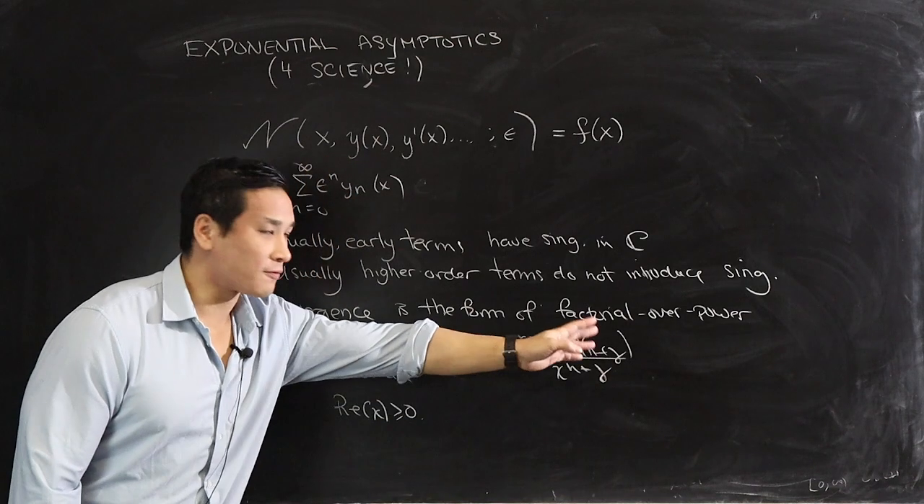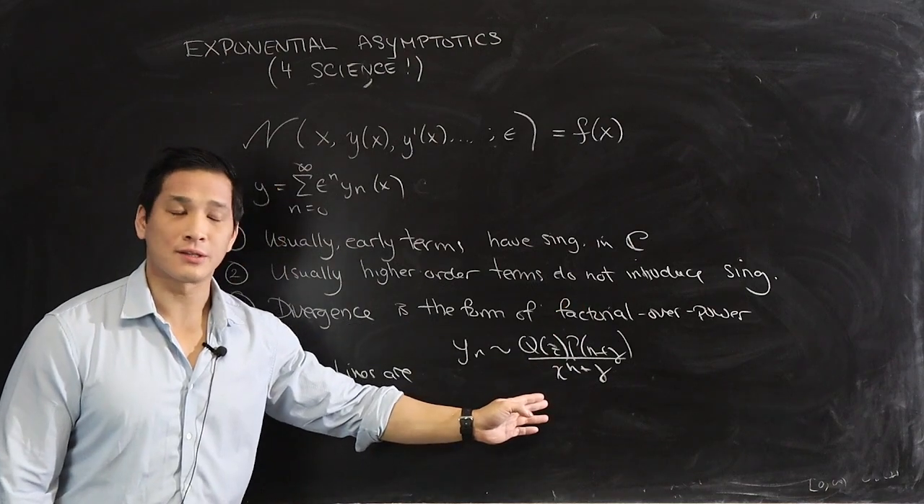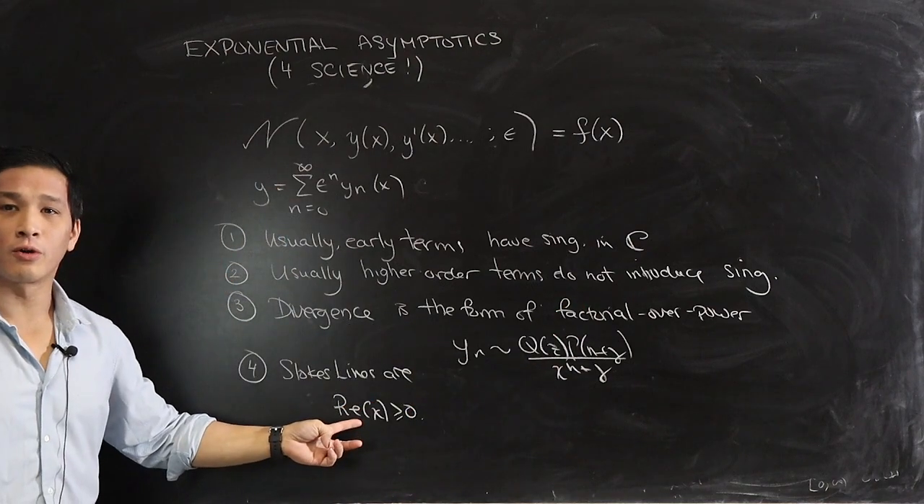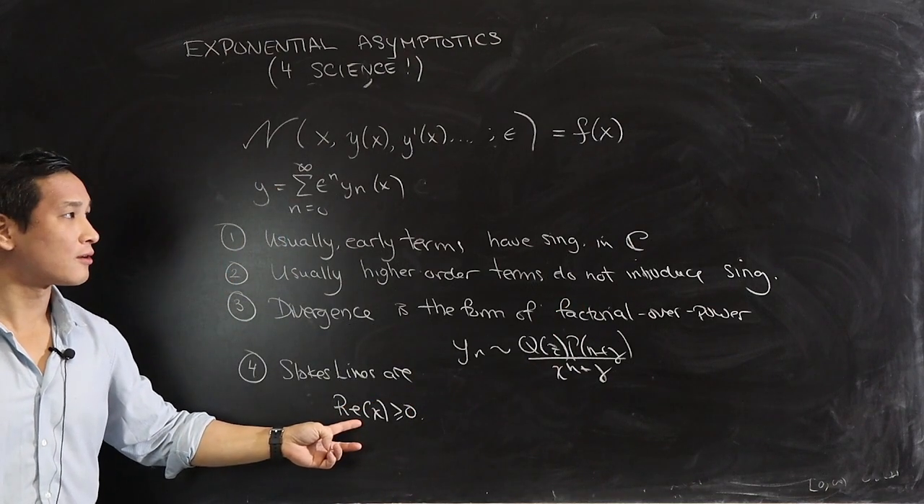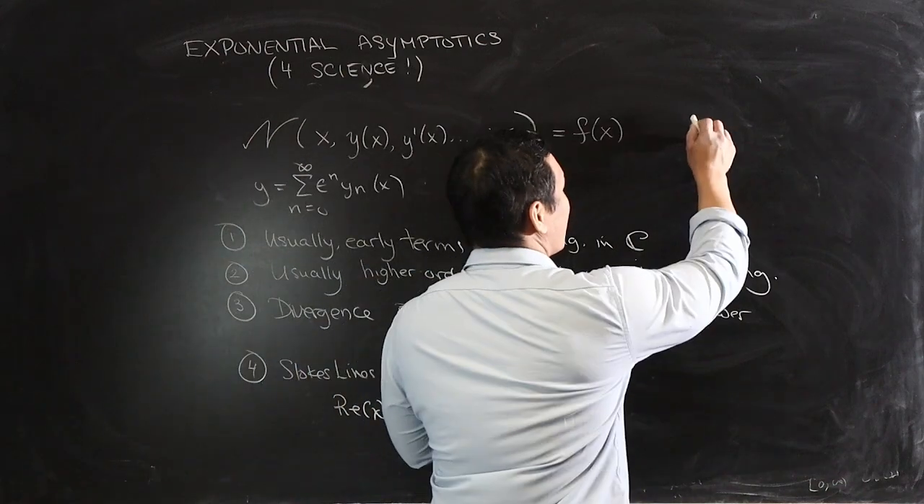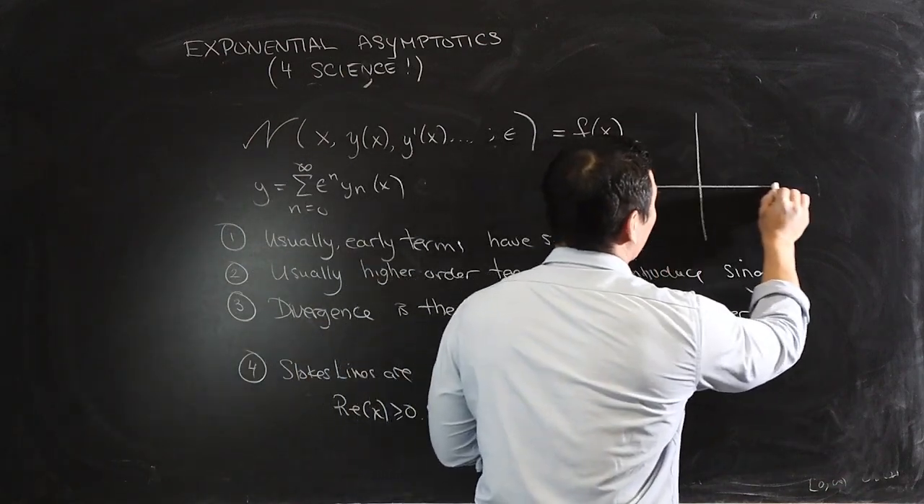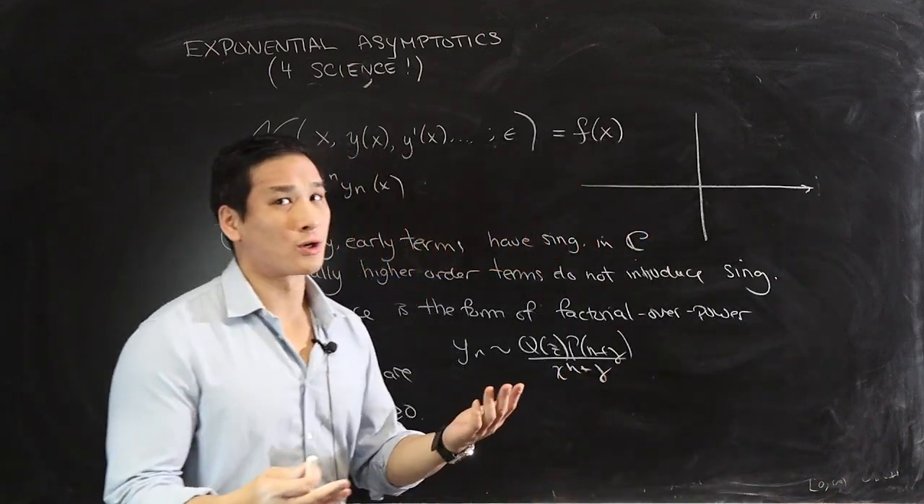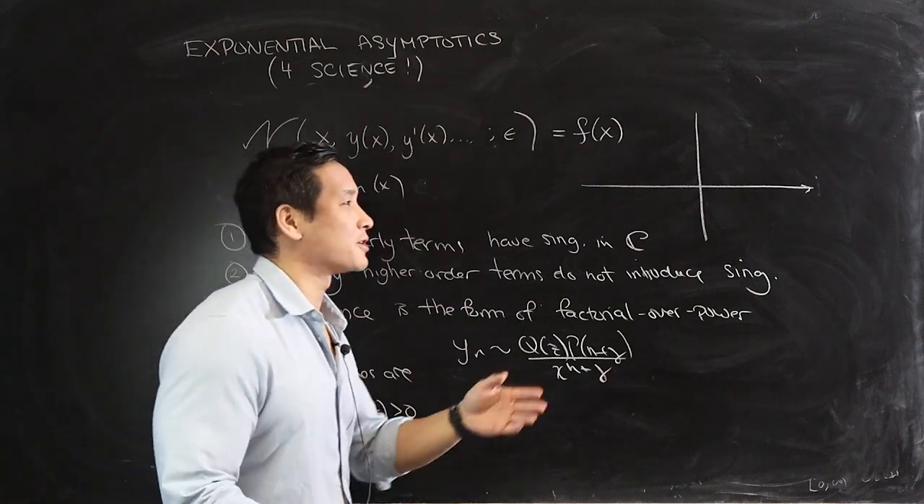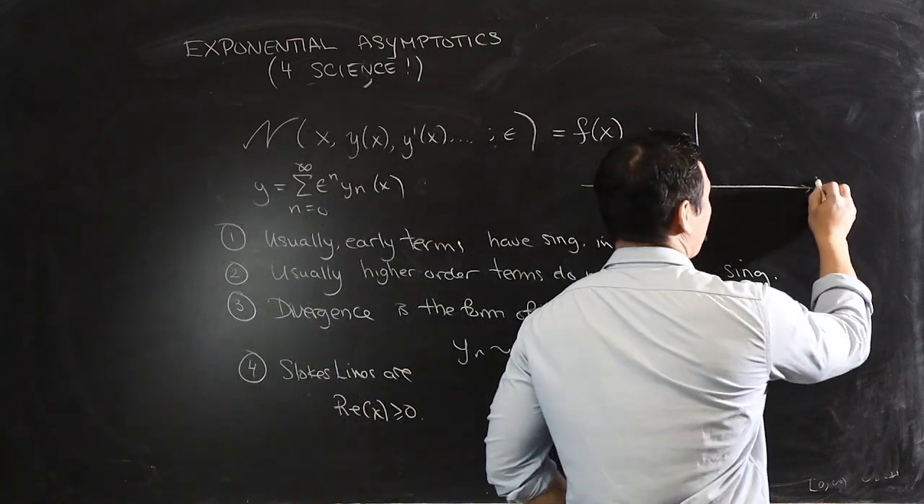So as soon as you can figure out what the divergence is, you know where the Stokes lines are. And so for any physical problem you would have, usually a physical problem is real. You know, usually you're interested in real space.